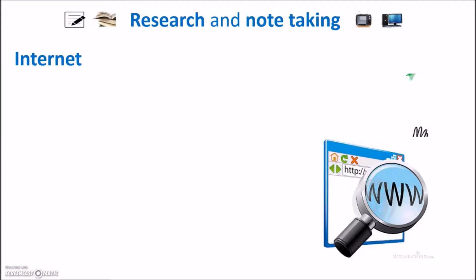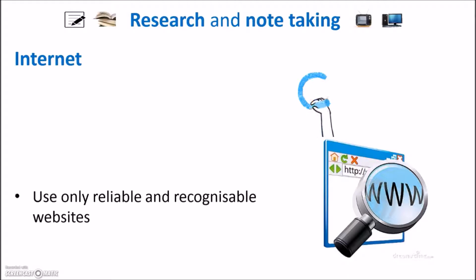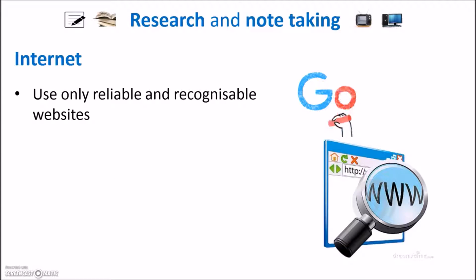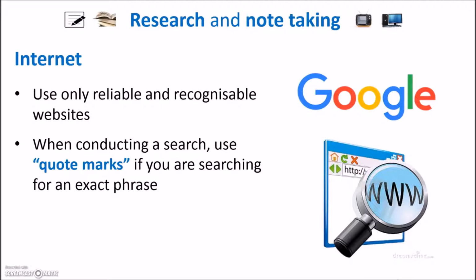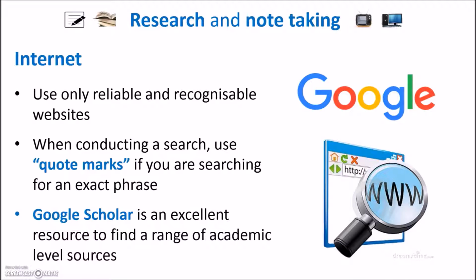If you use the internet, there's also different things to use. Firstly, it's important that you only use reliable and recognisable websites, perhaps university websites, or recognised organisations such as the BBC. When conducting a search, if you use quote marks around your phrase, this can allow you to search for an exact phrase, which might be useful if you're looking for very specific information. In particular, Google Scholar is a very good way of searching and finding a range of different sources that are at an academic level in a relatively simple way.